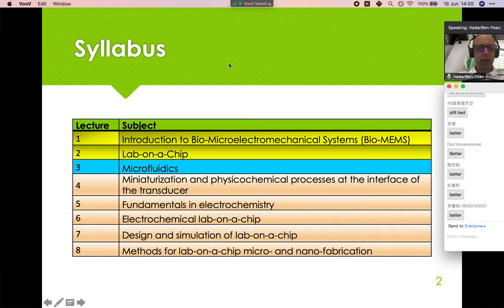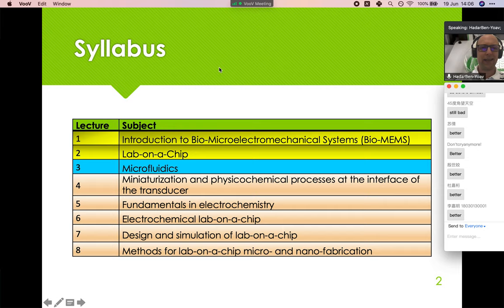So hi everyone, and welcome to lecture number 3, microfluidics. We already had the first two lectures about introduction to biomems. We went into a smaller, more focused area, which was lab on a chip devices. We learned about the different parts of a lab on a chip, and now we will go down into the third lecture, which is another important aspect of microfluidics of lab on a chip. And later on, from lecture 4, we start to dive into the actual molecular reactions that happen at the transducer surface to understand better how to design a lab on a chip.